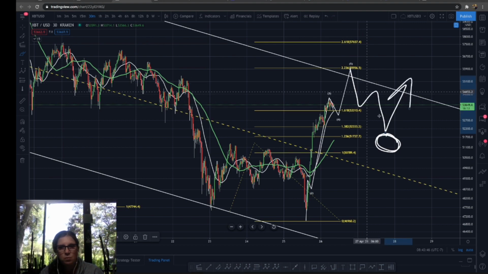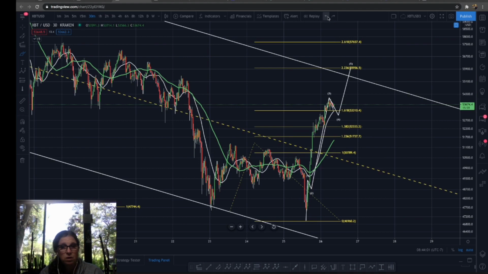How deep this will be, I cannot say. It all depends on what happens here and how bullish we are, etc. But that is the bullish and the bearish scenario on Bitcoin. Let's move over to ADA.